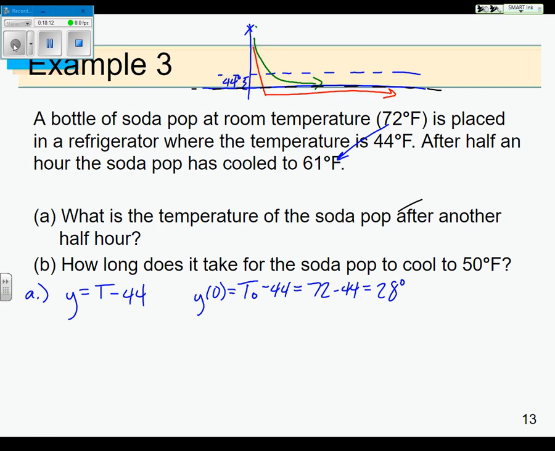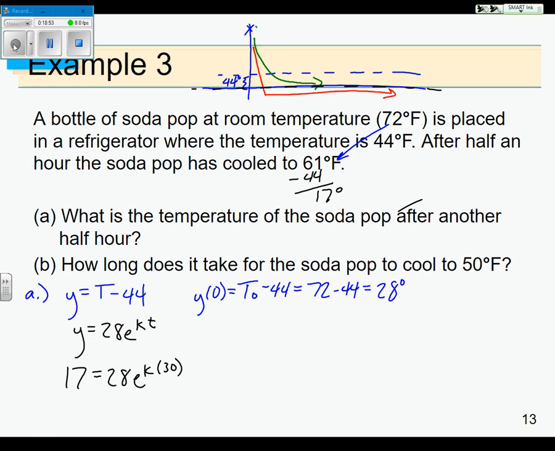So now I'm able to write my function in degrees Kurt. My initial temperature is 28 degrees Kurt. I'm looking for the K after time t. I'm told that the temperature drops to 61 degrees after 30 minutes. Well, I need to put that in degrees Kurt. 61 minus 44 is 17 degrees Kurt. So it drops to 17 degrees after 30 minutes. I could easily have done 1/2 right there and just remembered that we're talking in hours.